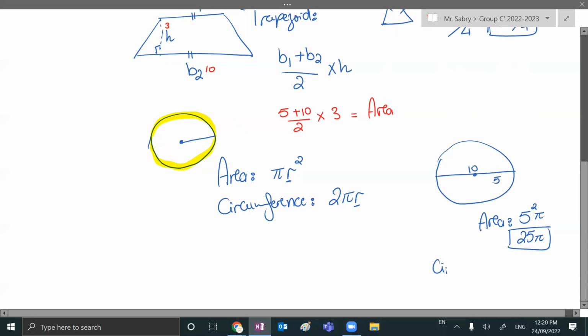On the other hand, if I just want to get the circumference, it will be 2 pi r, which means 2 pi 5, which means 10 pi. That is the circumference of the circle.